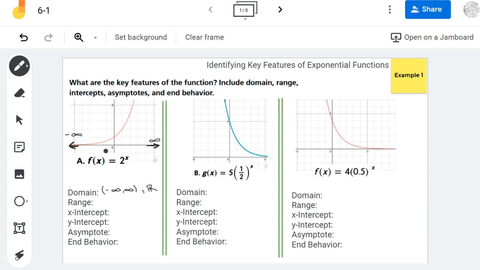unless it has been rotated, unless it's been rotated or reflected across y equals x. Anyway, let's go ahead and take a look at the next one.